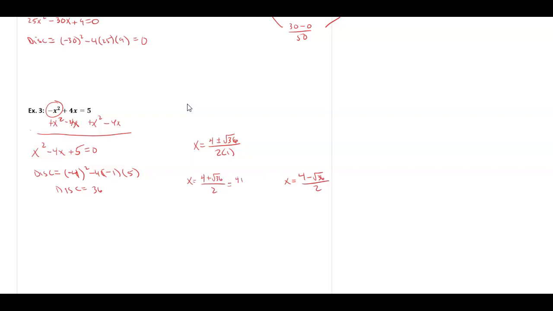That gives you 4 plus 6 divided by 2, which gives you 10 divided by 2, so one solution would be 5. My other solution would be 4 minus the square root of 36, which is 6, divided by 2, which gives you negative 2 over 2, which ends up being a solution of negative 1. Some of you may have noticed that that was factorable at the beginning, right? So if you factored to solve it, that is fine.